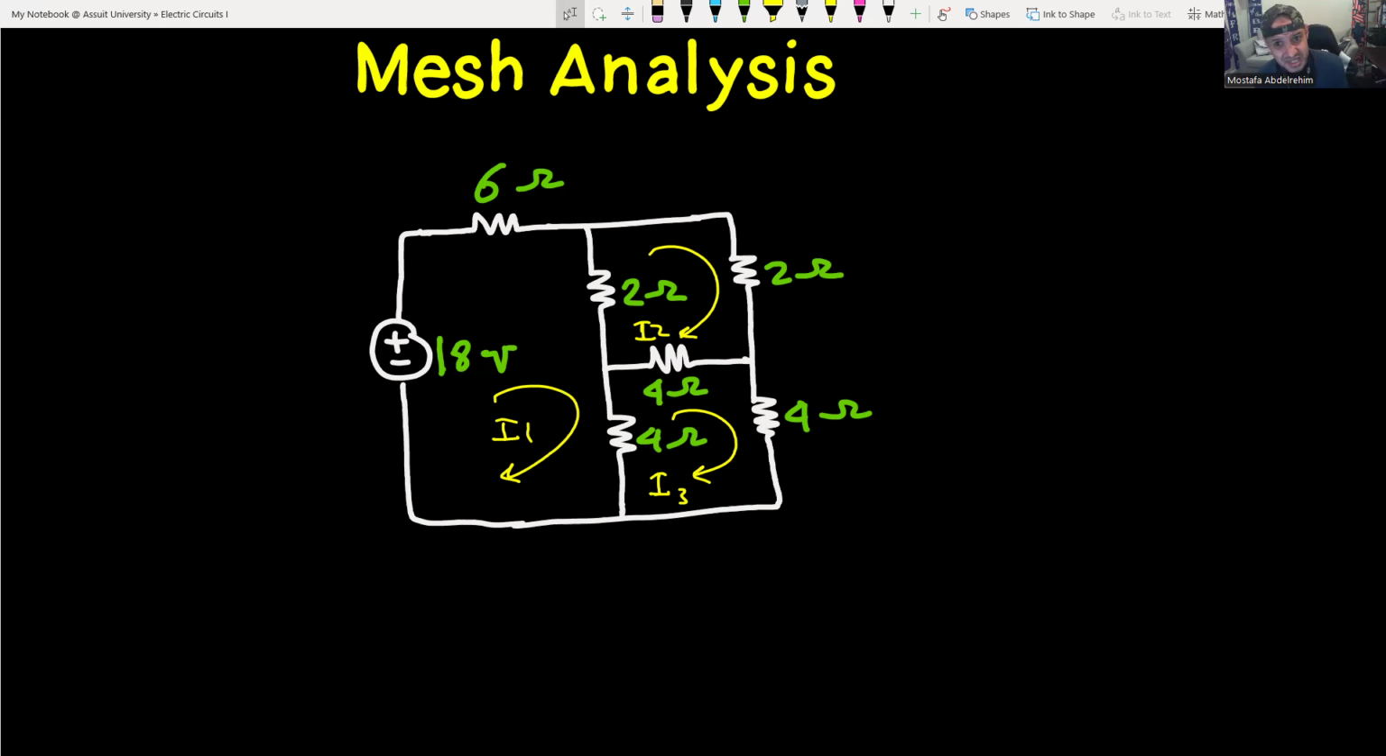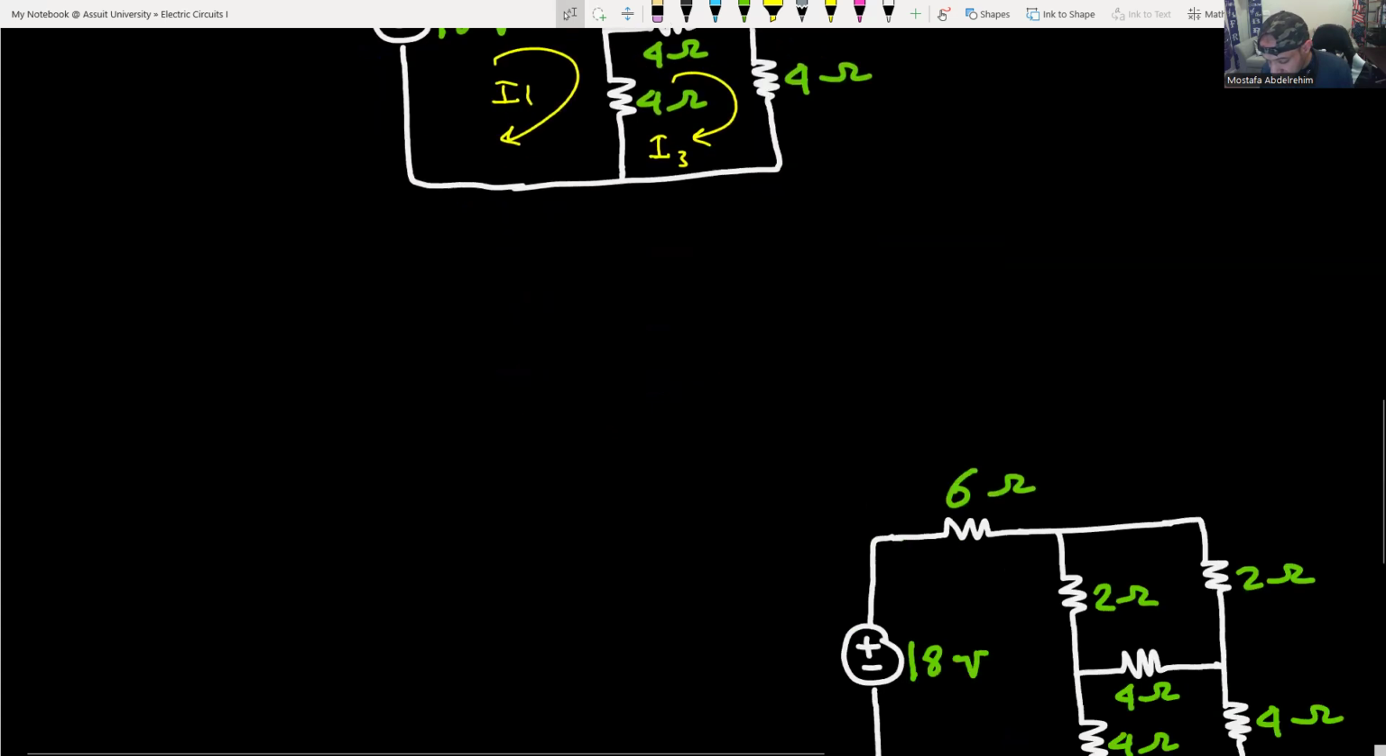Sometimes it's called mesh analysis, sometimes it's called mesh current method. Whatever you use, it is the same thing. The first method is based on Kirchhoff current law. This one, the mesh analysis, is based on Kirchhoff voltage law. So we're gonna find currents in the branches and apply Kirchhoff voltage law to find the currents. So let's have an example here.